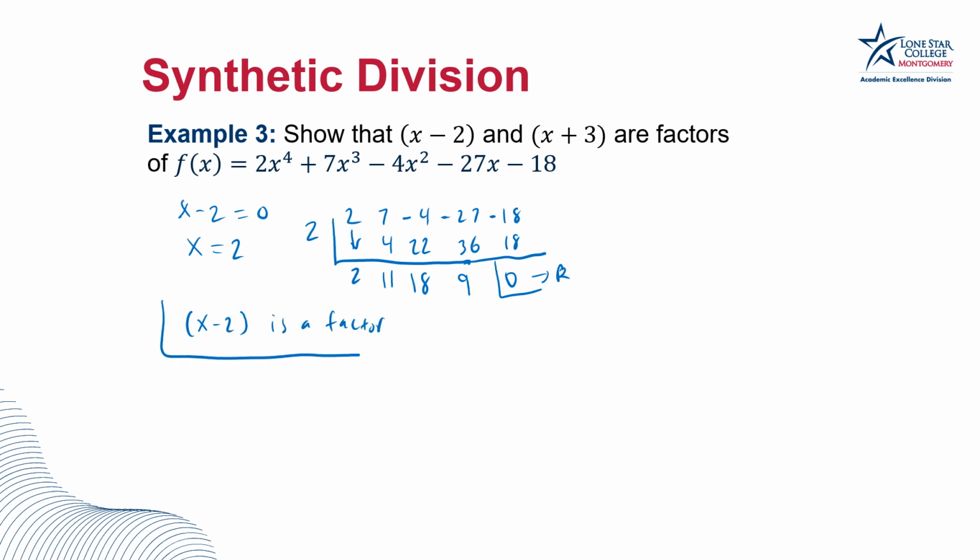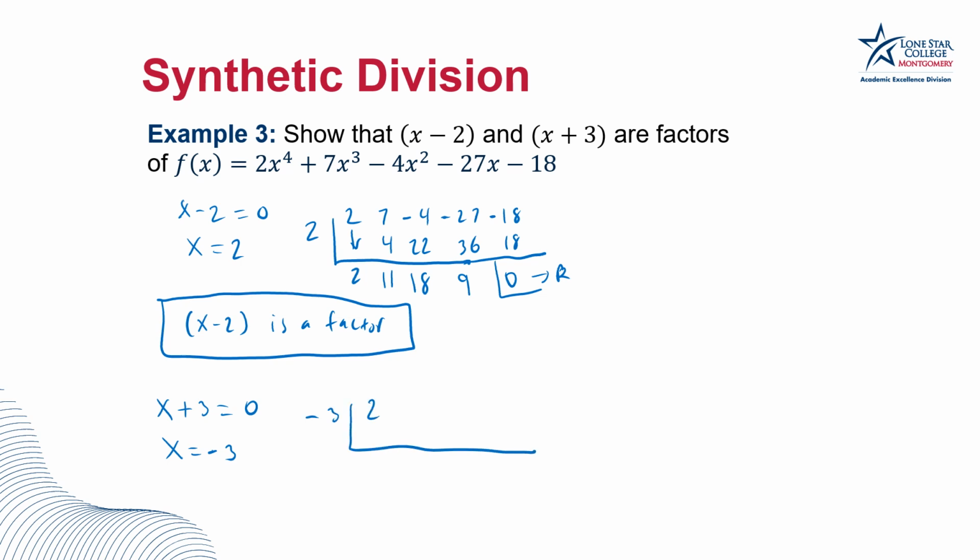So that's one answer. Now let's check for the other term, x plus 3. So again, set x plus 3 equals 0. That tells us that x equals -3. So we apply synthetic division again, this time with negative 3. Coefficients are still the same, 2, 7, negative 4, negative 27, and negative 18. Bring the 2 down. Negative 3 times 2 is negative 6. 7 minus 6 gives us 1.